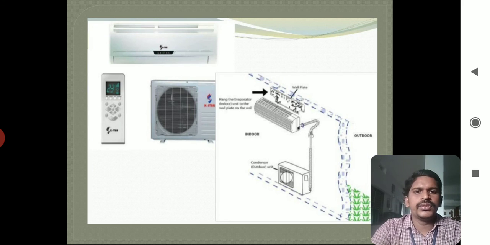These are the components you use in split air conditioning systems: the evaporator, I mean the indoor unit, and the outdoor unit, controlled by a remote.